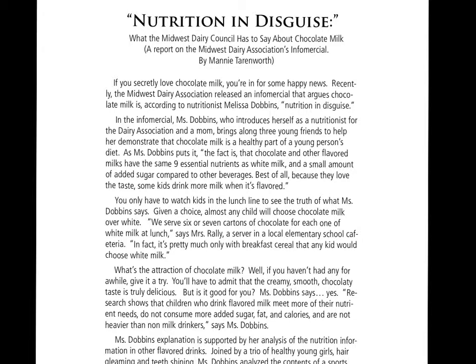Please follow along as I read it. If you secretly love chocolate milk, you're in for some happy news. By the way, as I'm reading, be thinking in your head about Jack's story and what evidence would be good to put into Jack's story.